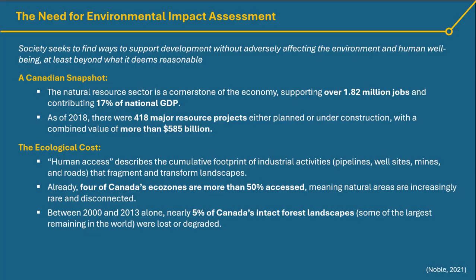And this is having an impact on our country. 4 of our ecozones are already more than 50% accessed, meaning that they're fragmented by roads and pipelines and other types of infrastructure. And our natural spaces are shrinking. They're becoming disconnected. Between 2000 and 2013, we lost nearly 5% of Canada's intact forest landscapes, many of which were among some of the largest remaining on the planet.